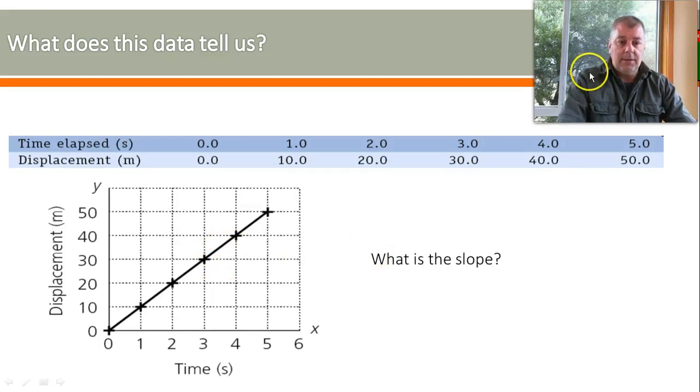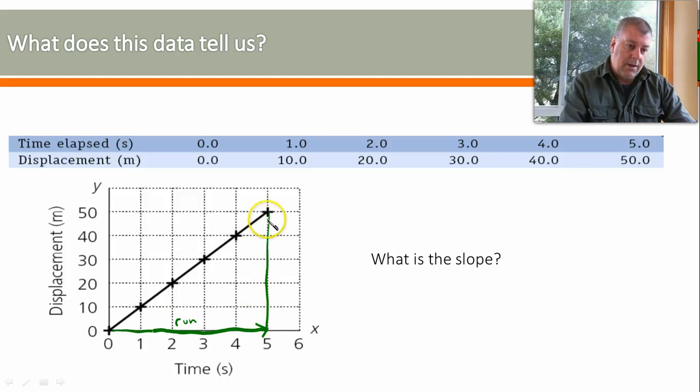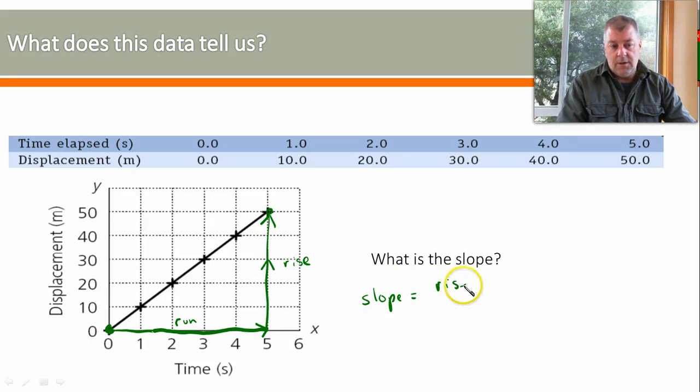And how would we work that out? Well, hopefully we've done this in maths, we might draw a nice big triangle there. That would be our run, and we draw a nice arrow going up, because we always go from the start position to the finish position. That's a rise, and so the slope equals rise over run, and in this case, what's that? 50 meters divided by 5 seconds.